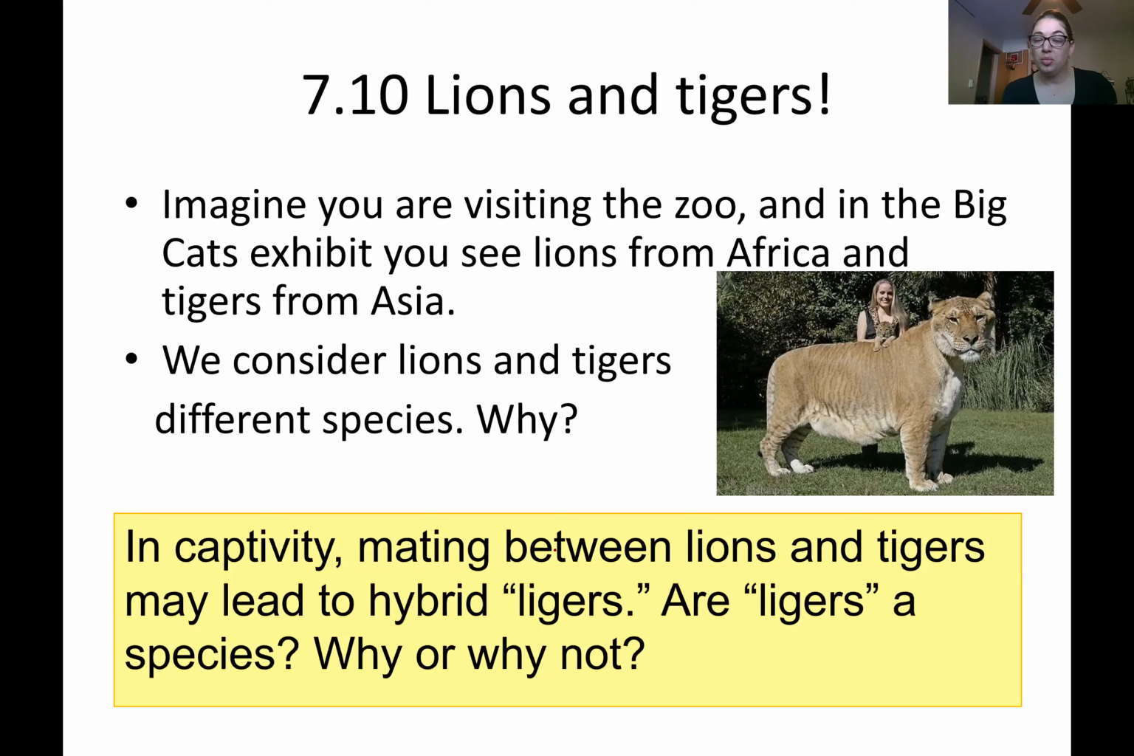And the hybrid between a lion and a tiger is called a liger. Would we consider ligers to be a species? What do you think? I don't know, maybe? Okay, and that's okay to not know. It's a hybrid. Typically, we don't consider hybrids to be new species, most often because hybrids are often sterile, and so they're not able to reproduce. And because they don't reproduce or get found in the same populations in the wild, we would not consider them to be a new species. Does that make sense?